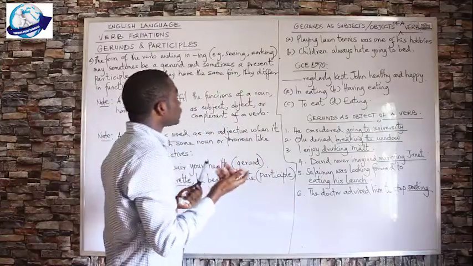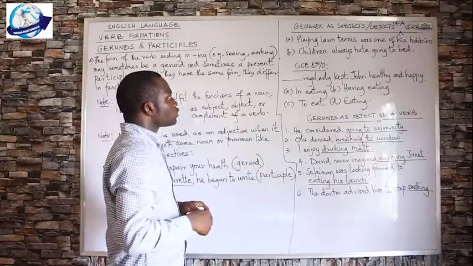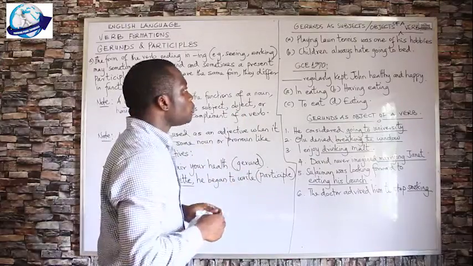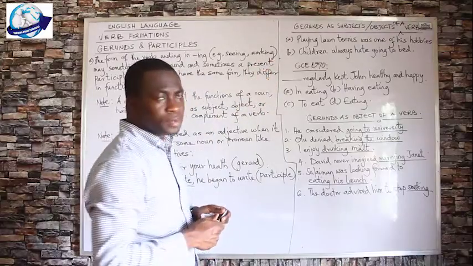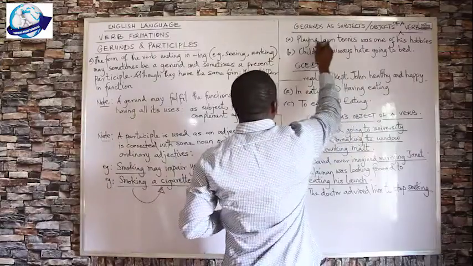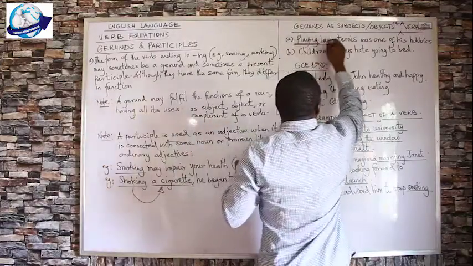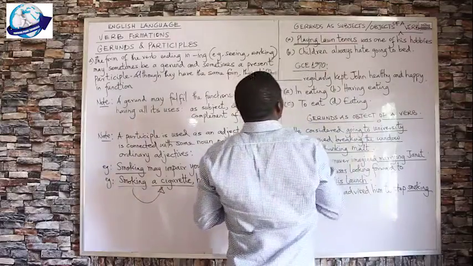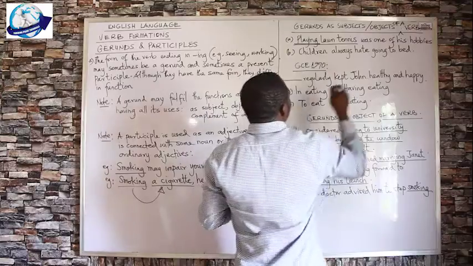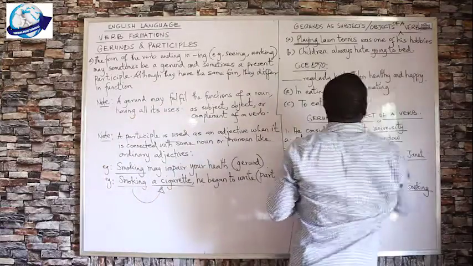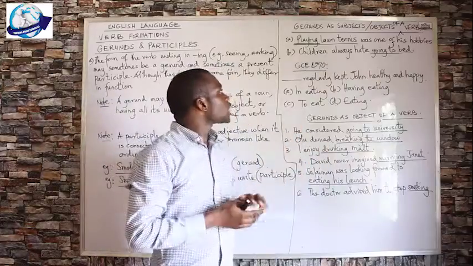Now let's quickly look at it. Two examples, very clear. Playing lawn tennis was one of his hobbies. Where is the ing verb there? The ing verb there is playing. So we have playing lawn tennis. Then, children always hate going to bed. So here we have the ing verb, going to bed. Alright, let us get it clear now.